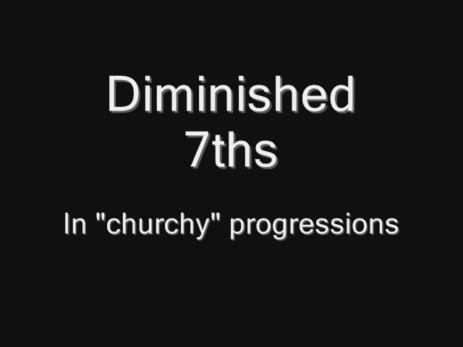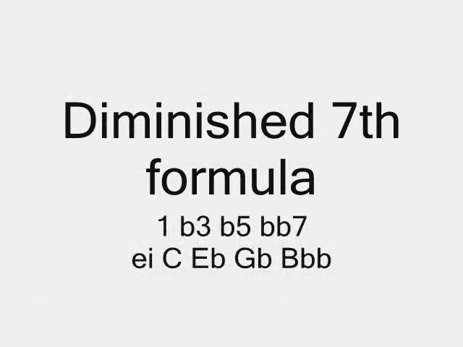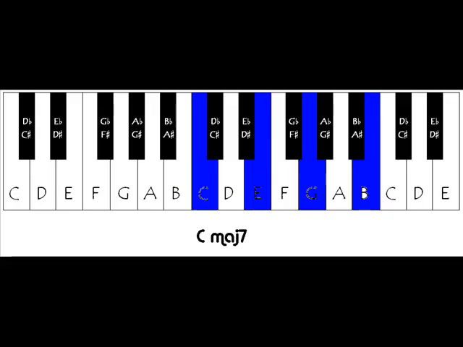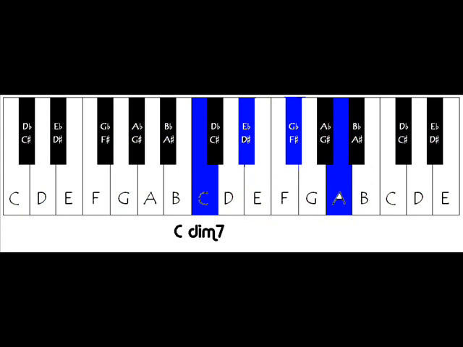So let's take a look at the formula for the diminished seventh. The formula is simply the root, you flat the third, you flat the fifth, and you flat the seventh twice. As an example, take C major seventh, which is C, E, G, and B. We flat the third and make it an E flat. We flat the fifth and make it a G flat. And we flat the seventh twice and make it a B double flat, or A. Nobody says B double flat.